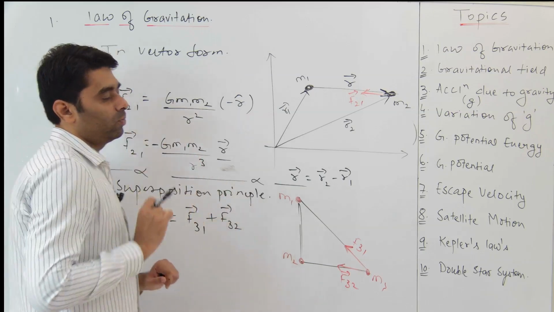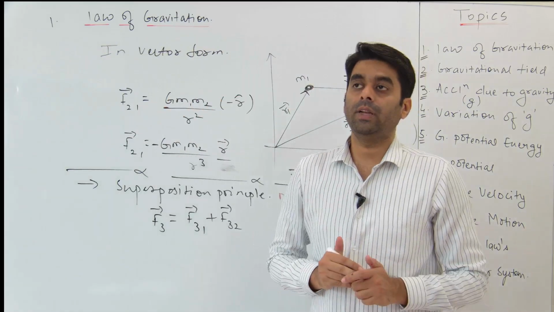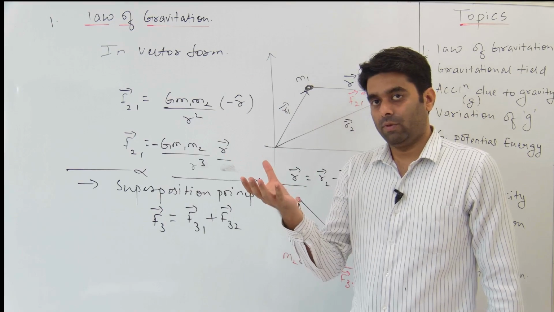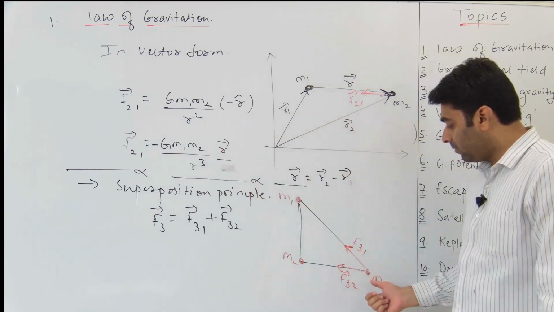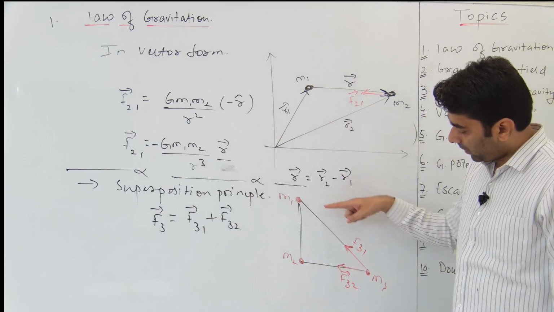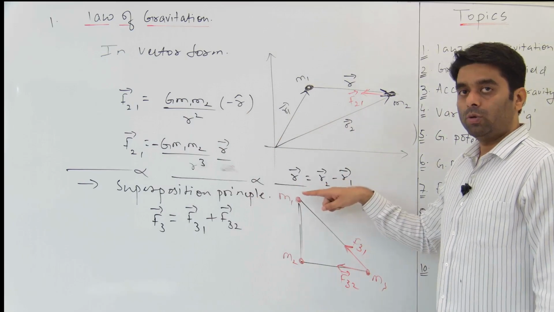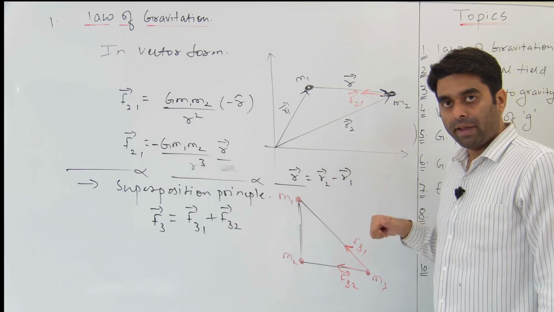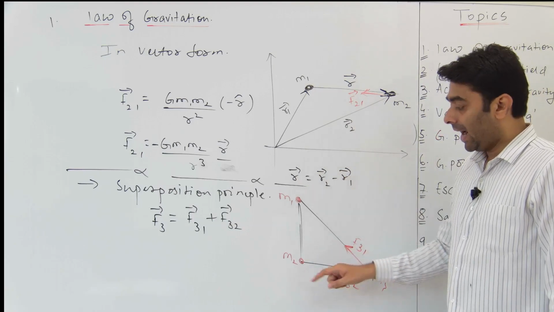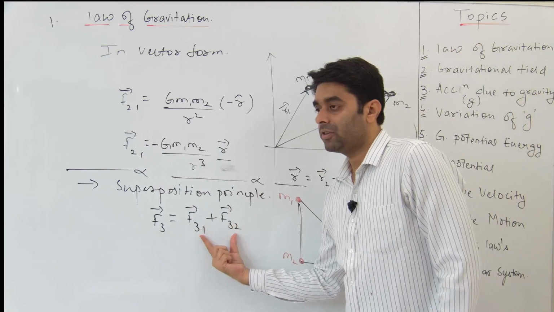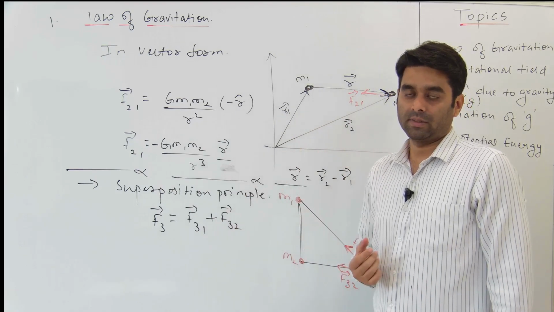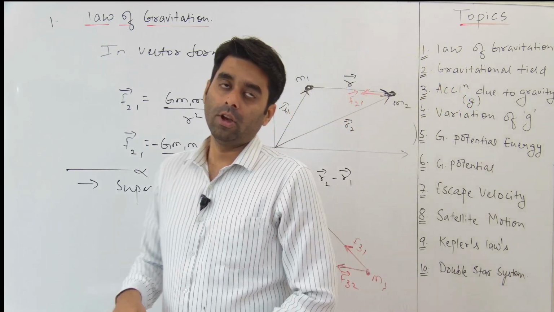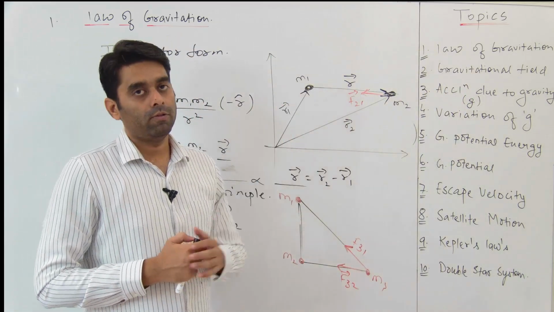So what is our superposition principle? Superposition principle is: when more than two masses are involved and we want to find the net force on any one of them, then first of all we find the force between individual pairs of masses, and then find the vector summation of the individual forces. That will give us the net force on any mass, right? I hope this is clear. So this is all about the law of gravitation.